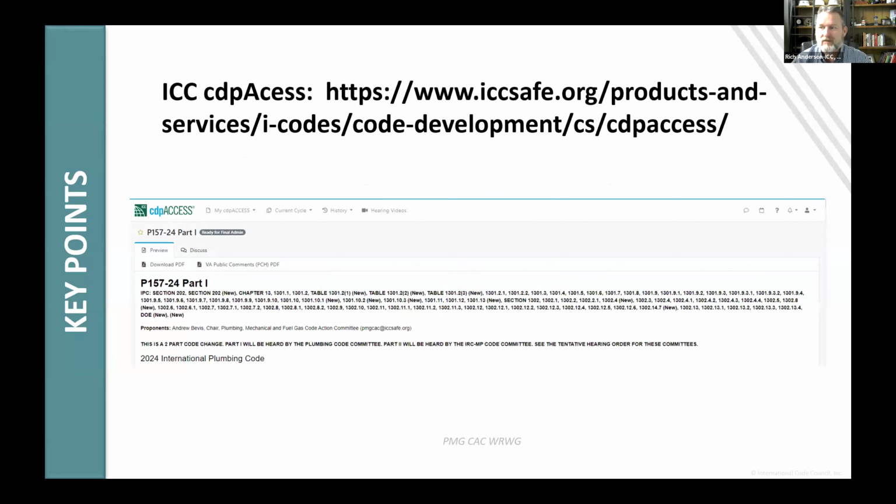This is kind of what it'll look like in a nutshell. That's a website if you need it. Like I said, one of the easiest ways to get to it is just do a search for CDP access and it'll take you right to it. If anybody hasn't seen our code proposals, it always starts out with the IPC section, things that are going to be addressed and done. And when you look at these two proposals, part 1 is for the IPC, part 2 is going to be for the IRC.